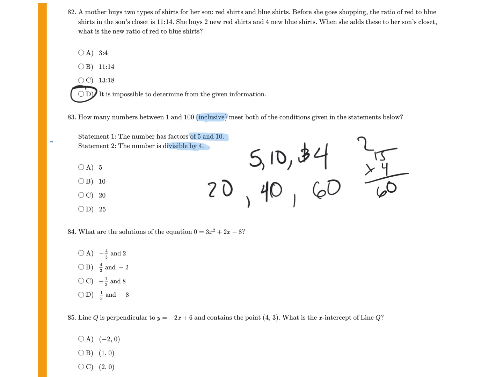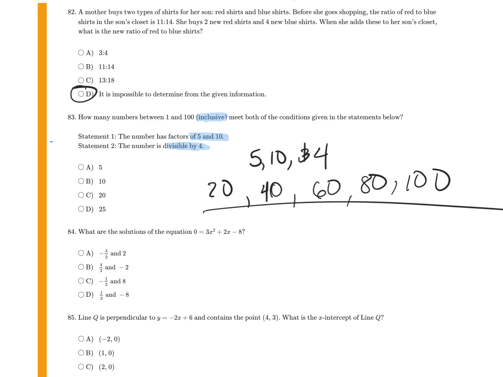20. 20 divided by 5 is 4. 20 divided by 10 is 2. 20 divided by 4 is 5. Okay, 80. I'm counting by tens because if it's divisible by 10, it has to be a multiple of 10. So 80 works. 90 is divisible by 5 and 10, but not 4. 100. So that's 5 numbers.